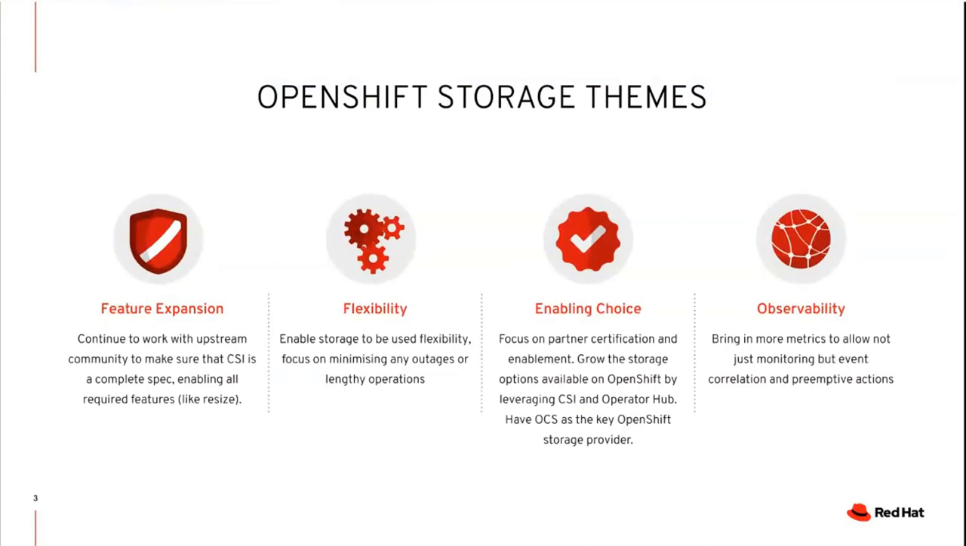The first area is feature expansion. So there's a little thing called the Container Storage Interface that has come to Kubernetes. I'm going to talk a lot more about that in a moment. But that has been an area that we have looked at as far as our feature side. And we want to work upstream with the community to make sure that we have a complete spec in CSI and enable all the required features that we need. You know, it's pretty comprehensive already, but certain things like resize or clone are still in beta. So we want to take that forward and make sure it keeps moving on and meets the expectations of an enterprise product like OpenShift.